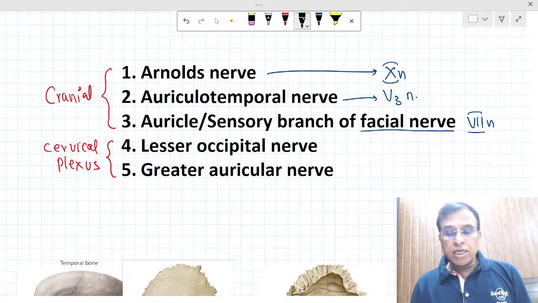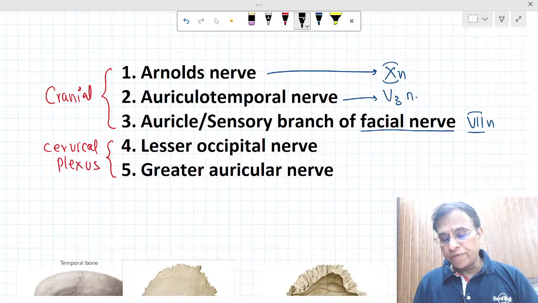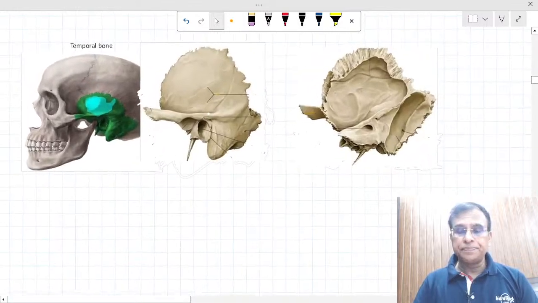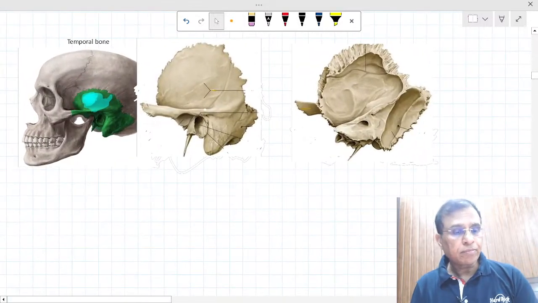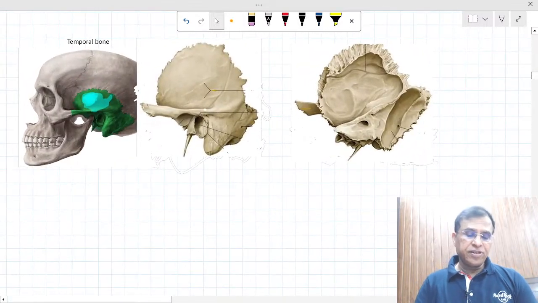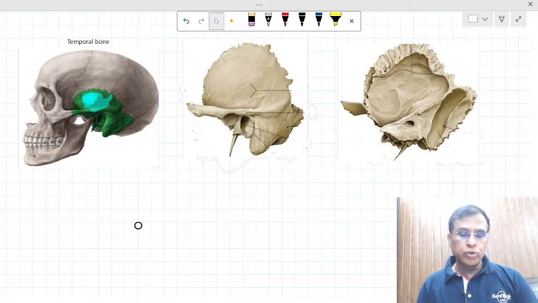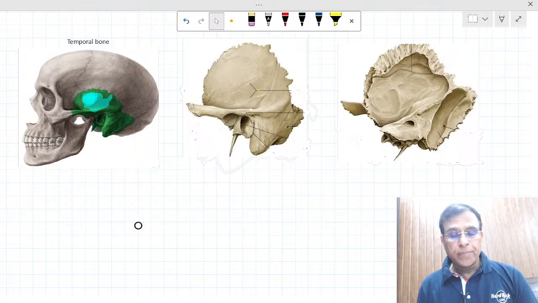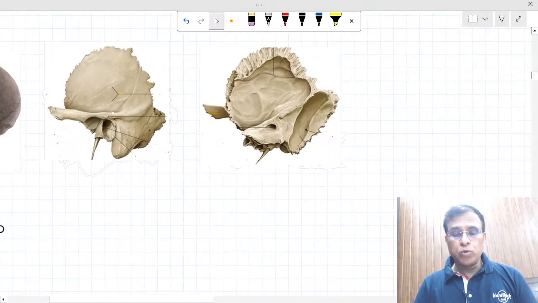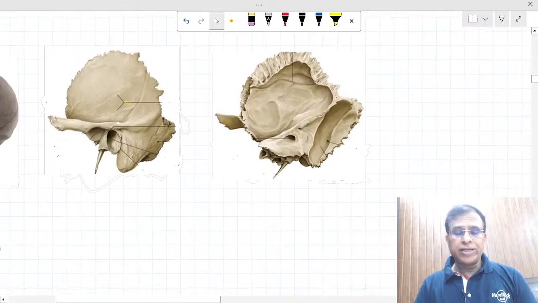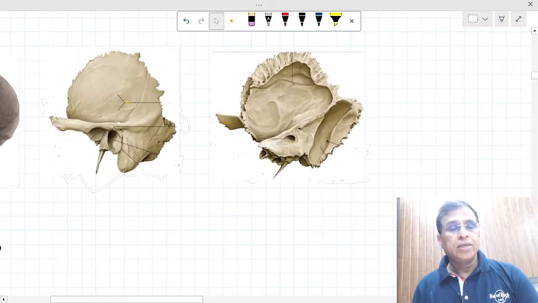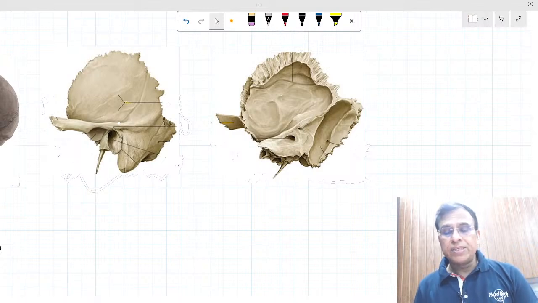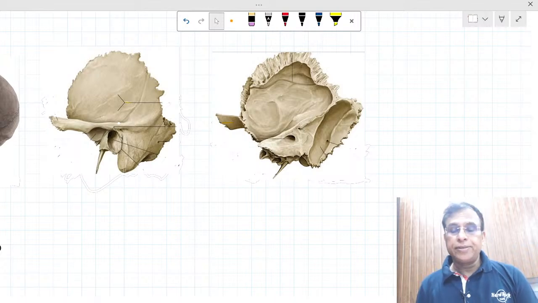Okay. Now if you have a workbook of ENT, then on the first page you will see this diagram, right? And this first diagram shows you the temporal bone in the skull. The green thing is the temporal bone. Now if you remove the temporal bone only, then this is how the temporal bone looks. The first one is the lateral view of the temporal bone. The second diagram is a medial view, from inside.